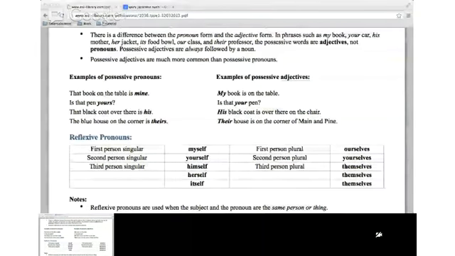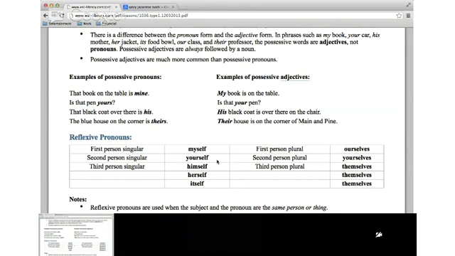That book on the table is mine. Is that pen yours? That black coat over there is his. The blue house on the corner is theirs. And examples of possessive adjectives: my book is on the table. Is that your pen? His black coat is over there on the chair. Their house is on the corner. Okay, good. Thank you very much.